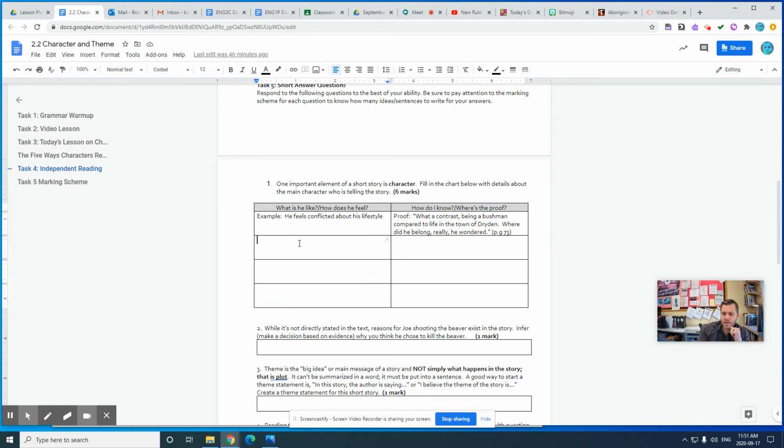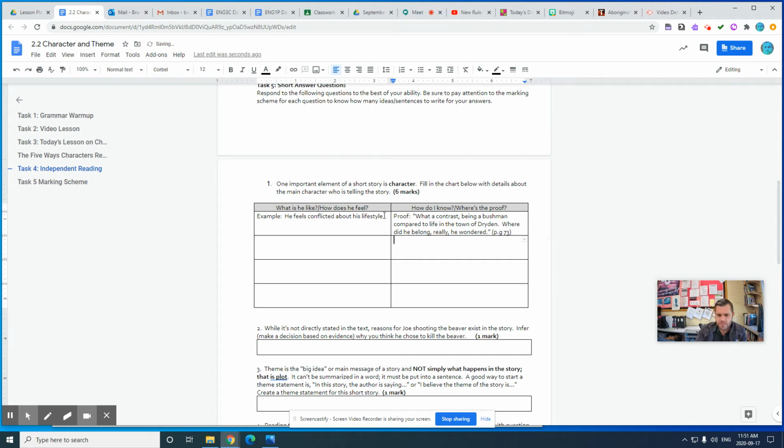And then for each idea, you would write a quote as your proof. So if you think he is smart or caring, give me a quote. Remember, start with quotation marks. So you'd write your quote here. And then be sure to give the page number like in this example.